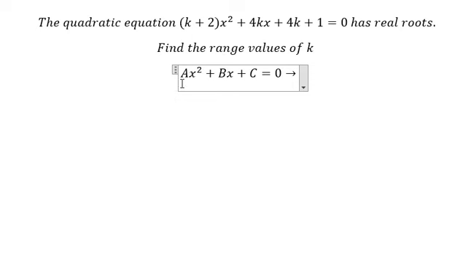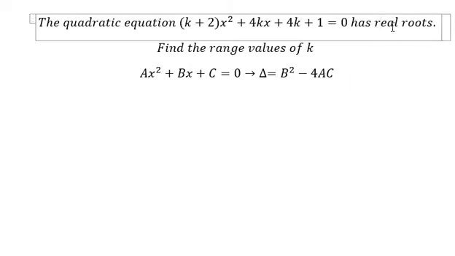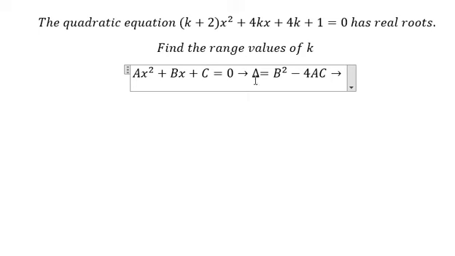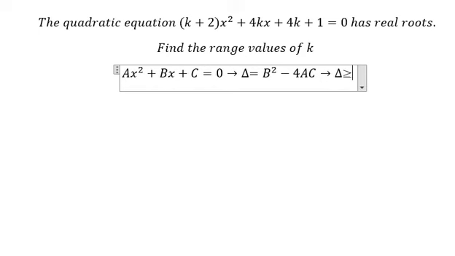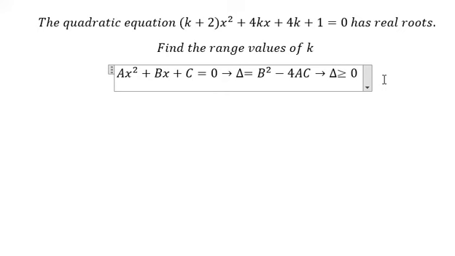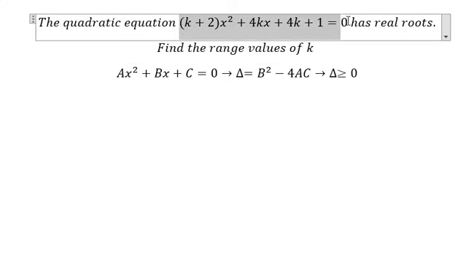So this is about a quadratic equation. Now we have delta, that is b squared minus 4ac, and we need real roots. That means delta should be greater than or equal to 0. And now we can apply this formula here.